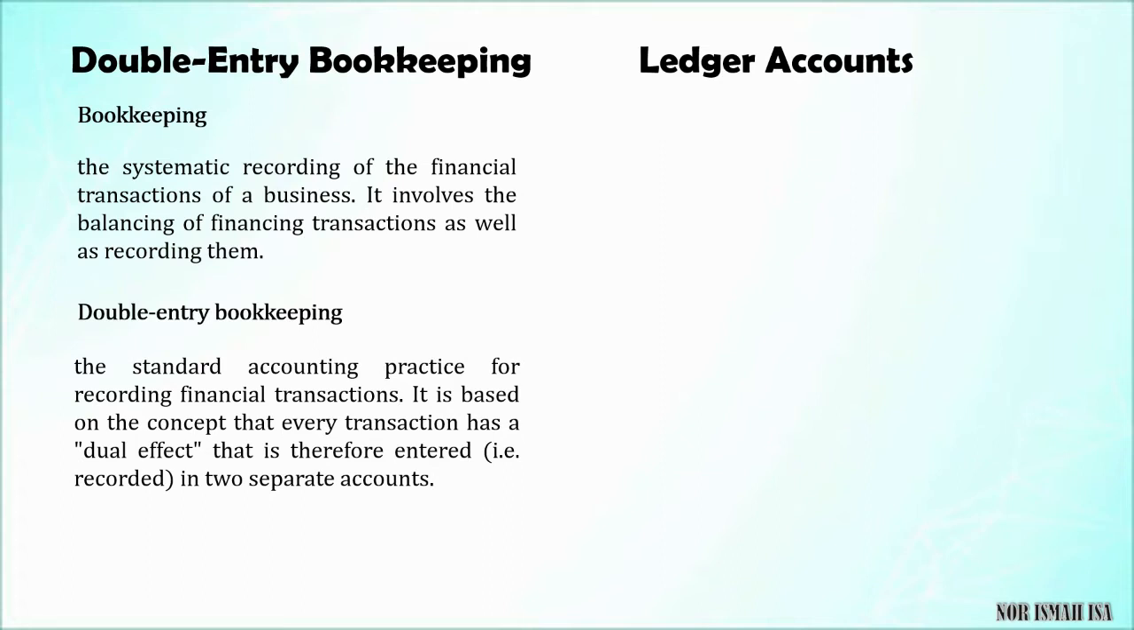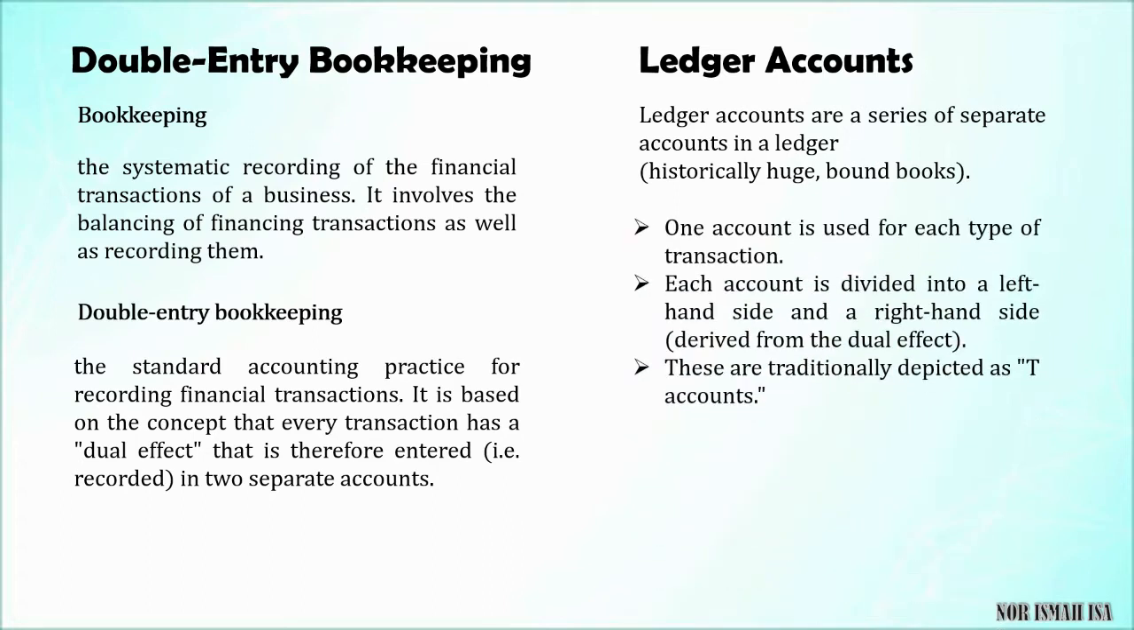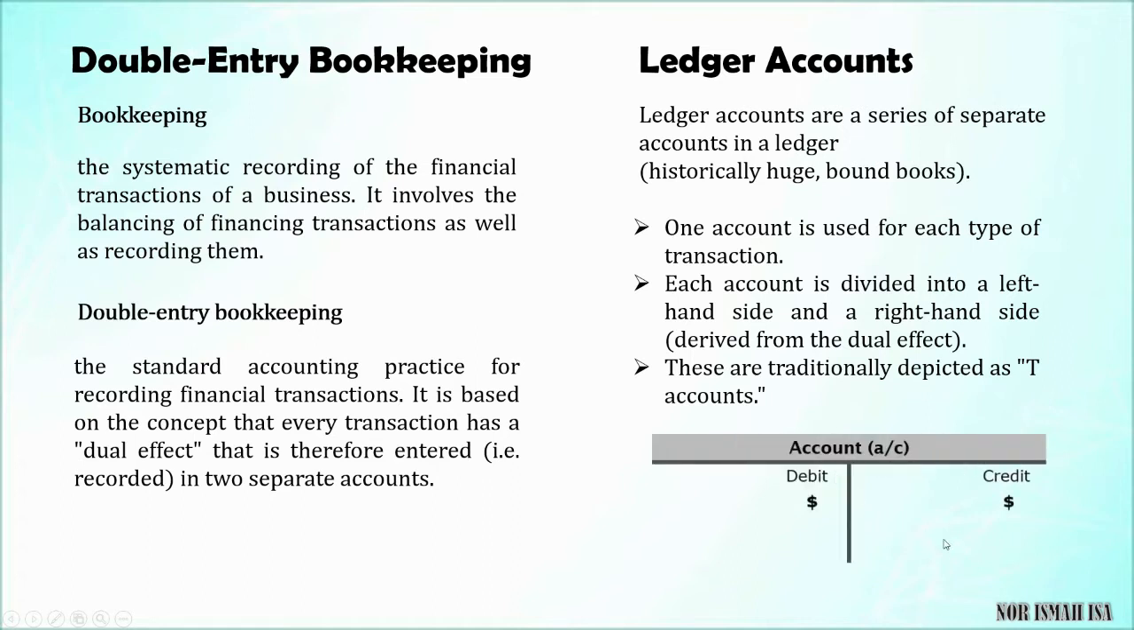Now, let's look at ledger accounts. Ledger accounts are a series of separate accounts in a ledger. One account is used for each type of transaction. Each account is divided into a left-hand side and a right-hand side derived from the dual effect. These are traditionally looked at as T accounts. So this is an example of a ledger account that has the T account format.